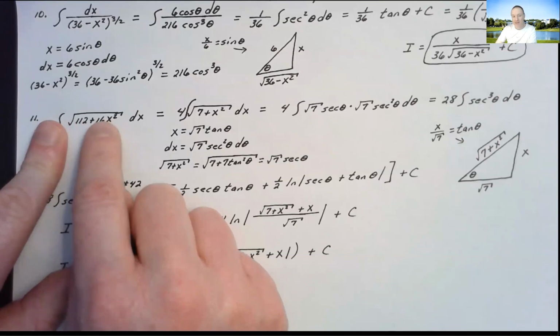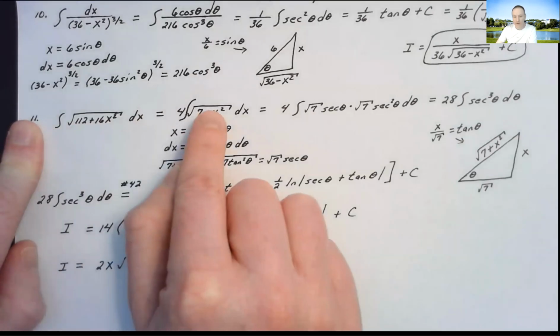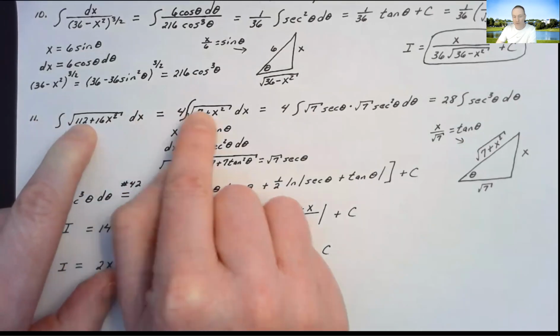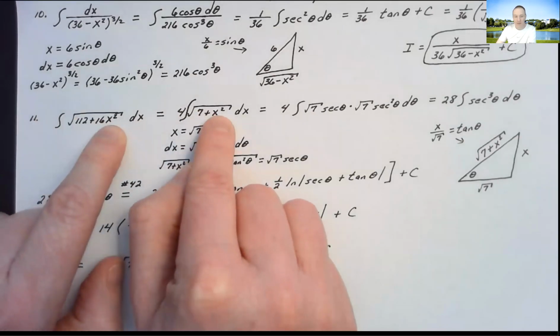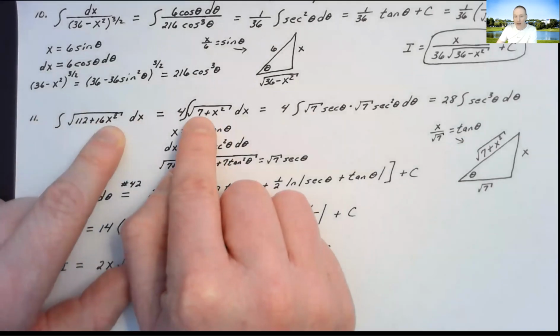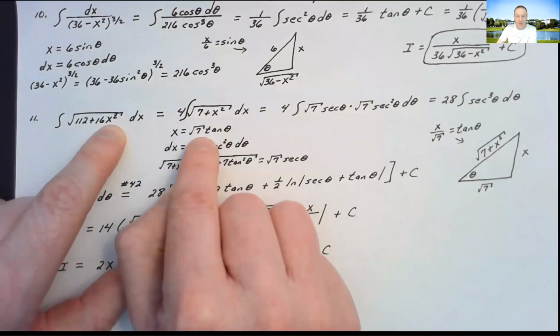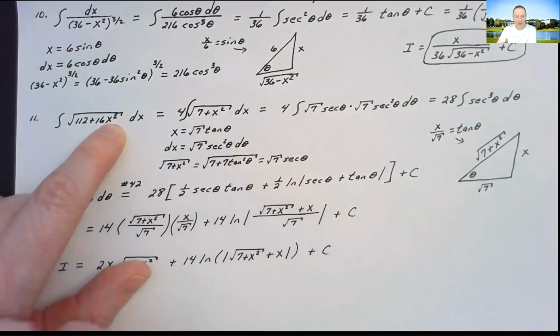So I could factor a square root of 16 out of this integral. The square root of 16 is 4, so when I factor it out, it becomes a 4 on the outside. On the inside, 112 divided by 16 leaves me a 7. 16x squared divided by 16 obviously just leaves me an x squared. So now you have a squared plus x squared, where a is the square root of 7. So I'm going to let x equal the root of 7 tangent theta. Anytime you have a squared plus x squared, x is equal to a tangent theta.